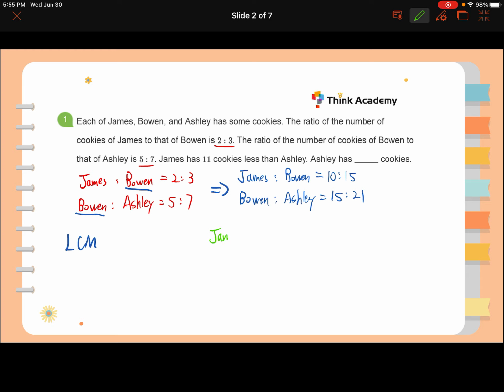So James to Ashley is just 10 to 21. And what's the difference between the ratio? The difference is just 21 minus 10, which is 11. And that's exactly the difference between James and Ashley's cookies. So we know Ashley must have 21 cookies, and James only has 10 cookies. So that the difference is 11 and the ratio is the same. Okay, so that's the first question.